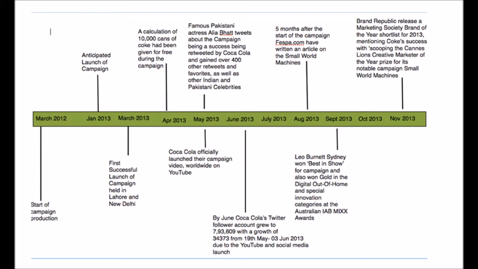6 months after the launch of the campaign, Leo Burnett Sydney, a hugely recognised advertising company, had won Best in Show and also won gold in the Digital Out of Home and Special Innovation categories at the Australian IAB Mix Awards. Although the campaign was held over half a year ago, it is still receiving recognition globally throughout social media.